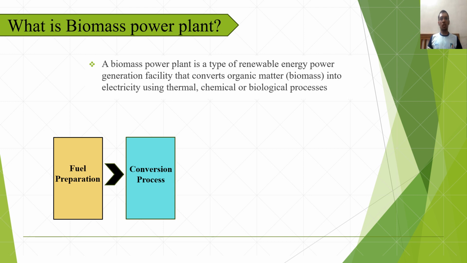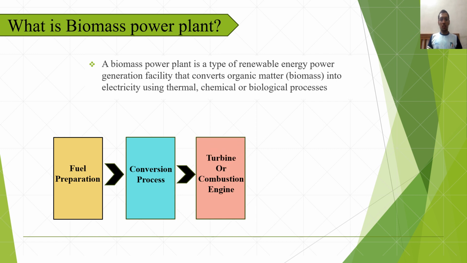Biomass fuel is burned in the boiler to produce high pressure steam. The steam is then directed onto turbine blades, causing the turbine to spin. Third point is the turbine or combustion engine. In most biomass power plants, a steam turbine is used to convert the steam energy into mechanical energy. This mechanical energy drives a generator producing electricity. Next is electricity generation. A generator converts the mechanical energy from the turbine or combustion engine into electric energy. This electricity is then transmitted to the grid for distribution to our homes, businesses, etc.